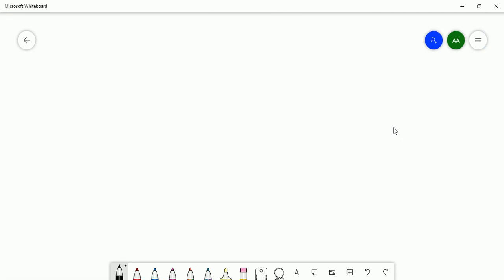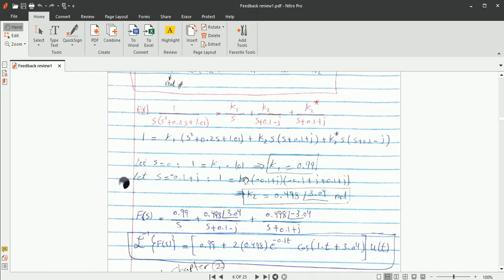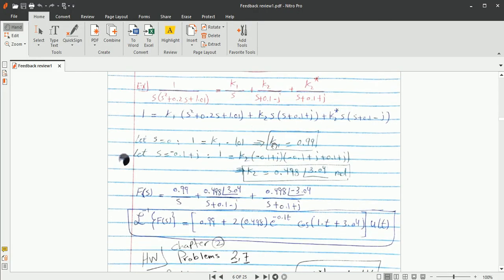Let me clear this whiteboard. Okay, so what will be the solution? For example, you have k1 equal to 0.99 and k2 like this; you put this equal to 0, and you get k2. And what will be the value of k2 conjugate? K2 conjugate will be its conjugate, like 0.498 at angle 3.04.